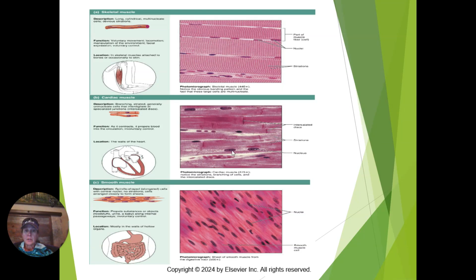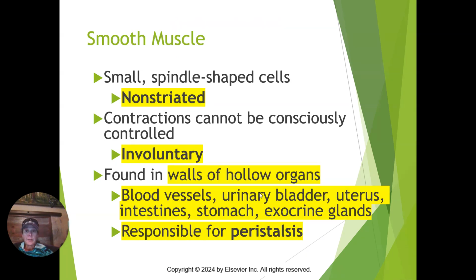Again, schematic representation of our three types of muscle cells, cardiac being in the middle here. So it does have some striations like our skeletal muscle does, not as many, not nearly as many nuclei either. And then smooth muscle. Smooth muscle are small spindle-shaped cells. They are not striated and they are not voluntary, meaning we cannot control them.